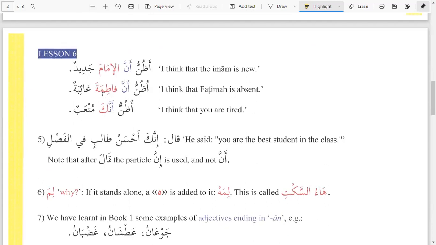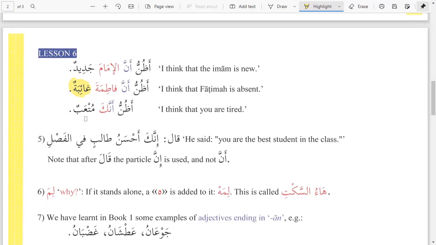Azunnu anna Fatimata ghaibatun. Because of anna, Fatima is mansoob here. It becomes Fatimata. I think that Fatima is absent. Ghaibatun means absent, and the masculine of ghaibatun is ghaibun. Jadidun means new.